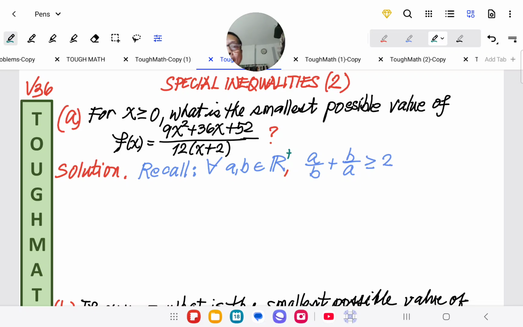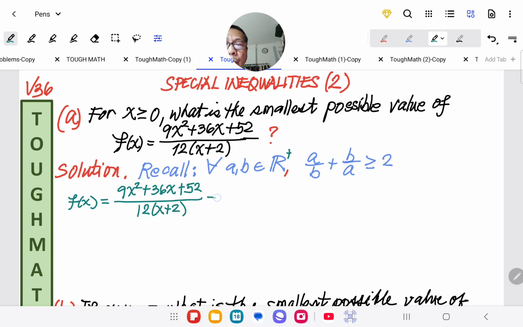Okay? So with that, we have f of x, which is the ratio of these two expressions, 9x squared plus 36x plus 52 all over 12 over x plus 2. Okay, so we complete the square in the numerator. We have 9 times x squared plus 4x plus 4 plus 52, but since we have added 4 inside the parentheses, we compensate by subtracting 36 outside so that we will maintain the value of the numerator.